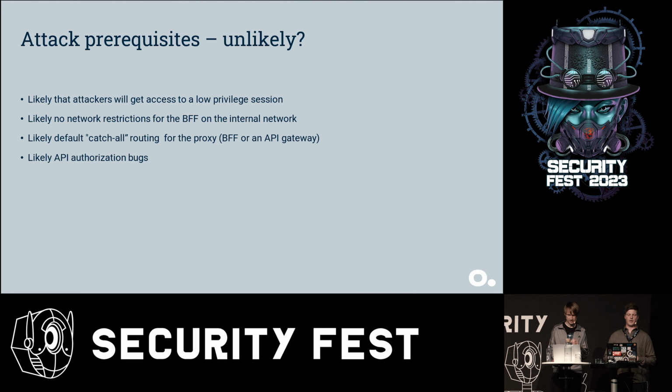We also often encounter backend for frontend components that have unfettered access to internal networks. I mean, who does network segmentation in the cloud? We also very commonly come across this type of catch-all routing that just forwards any request using wildcards to internal services. And finally, in every system with large enough complexity, we find access control bugs. So it might seem unlikely that all these things happen at the same time, but it really isn't. So it's definitely worth considering as a risk.